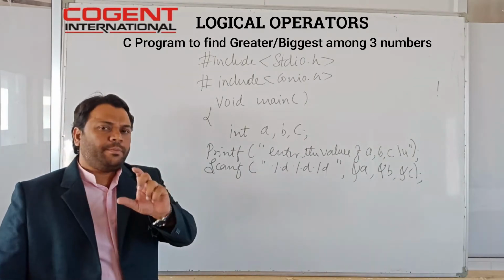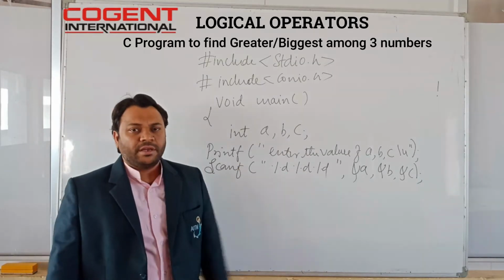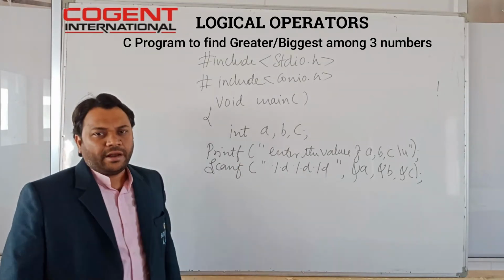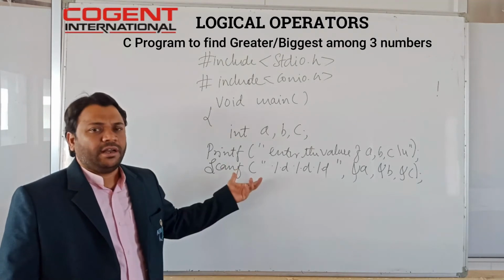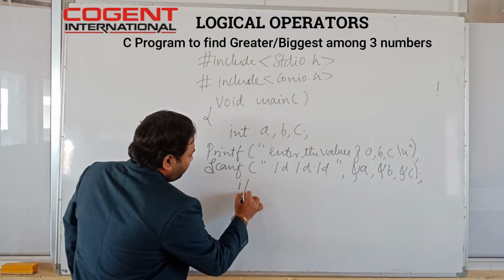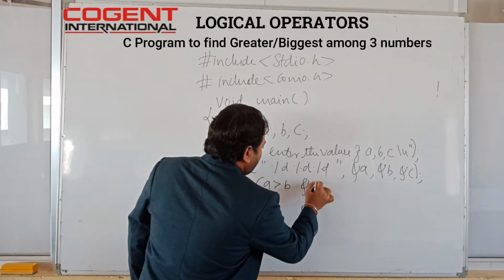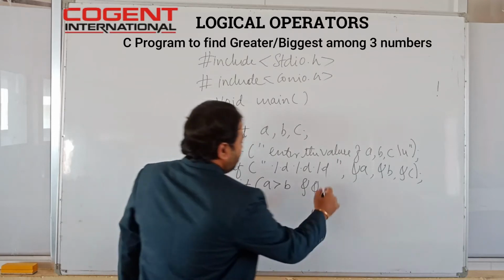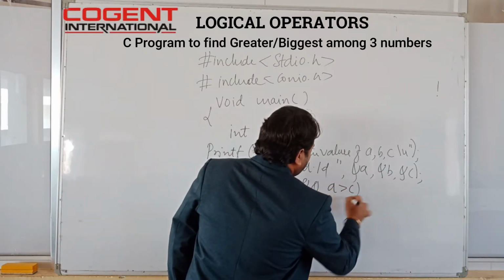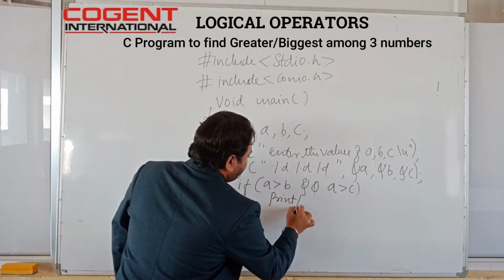Now I need to compare which is the biggest or greater among these three numbers using the logical AND and the logical OR operation. So first you will understand the logical AND operation. What I will do: if a is greater than b, using the logical AND operation, and a is greater than c, then printf a is greater.